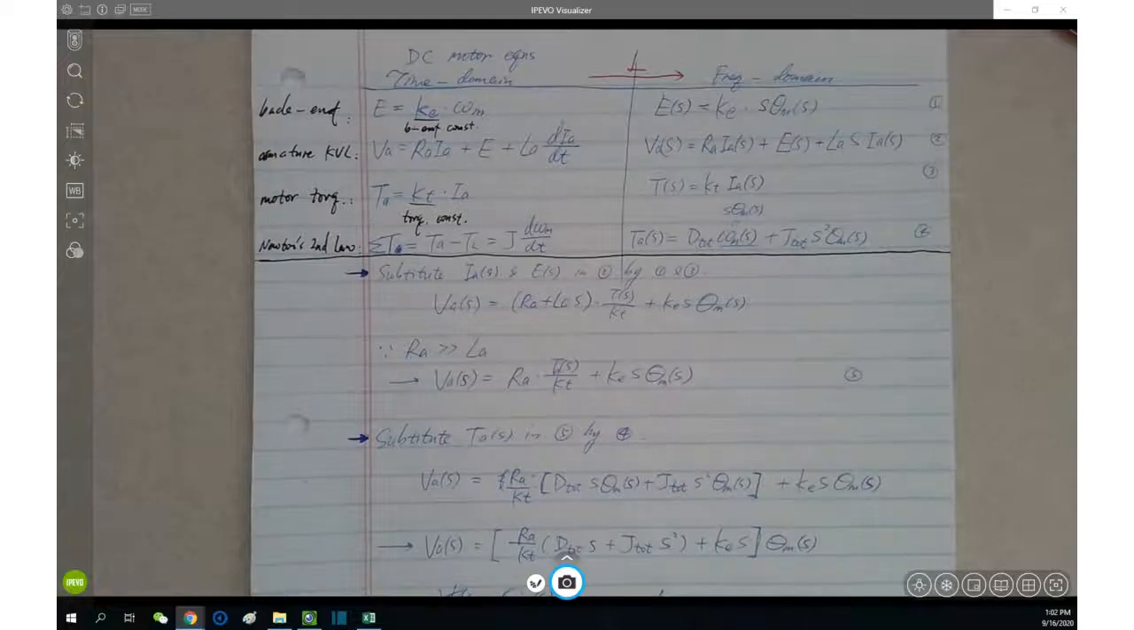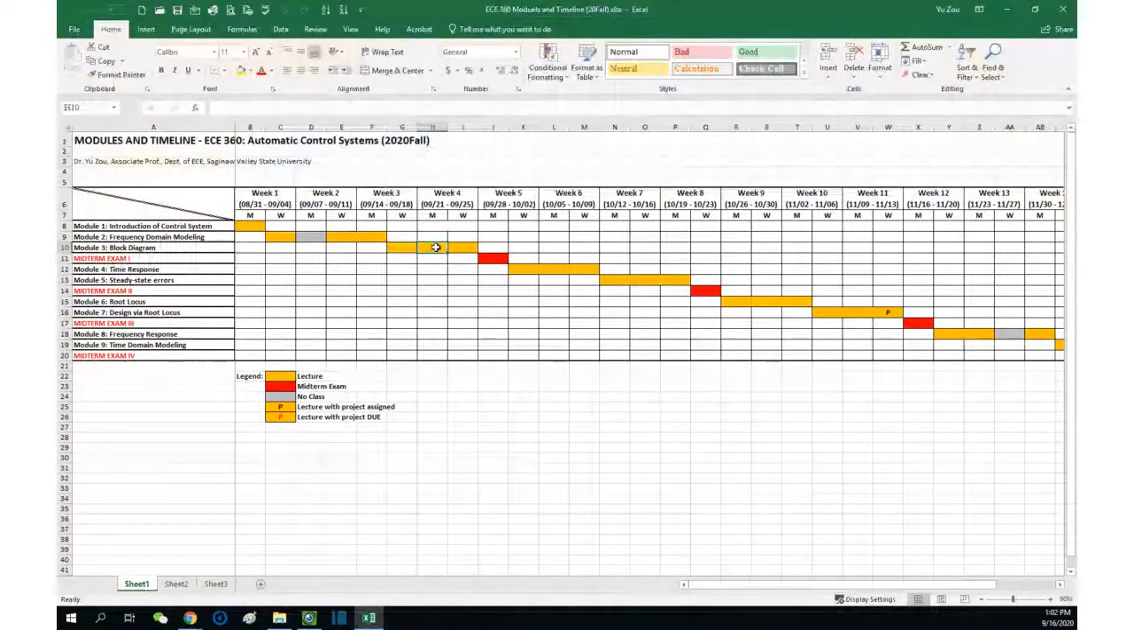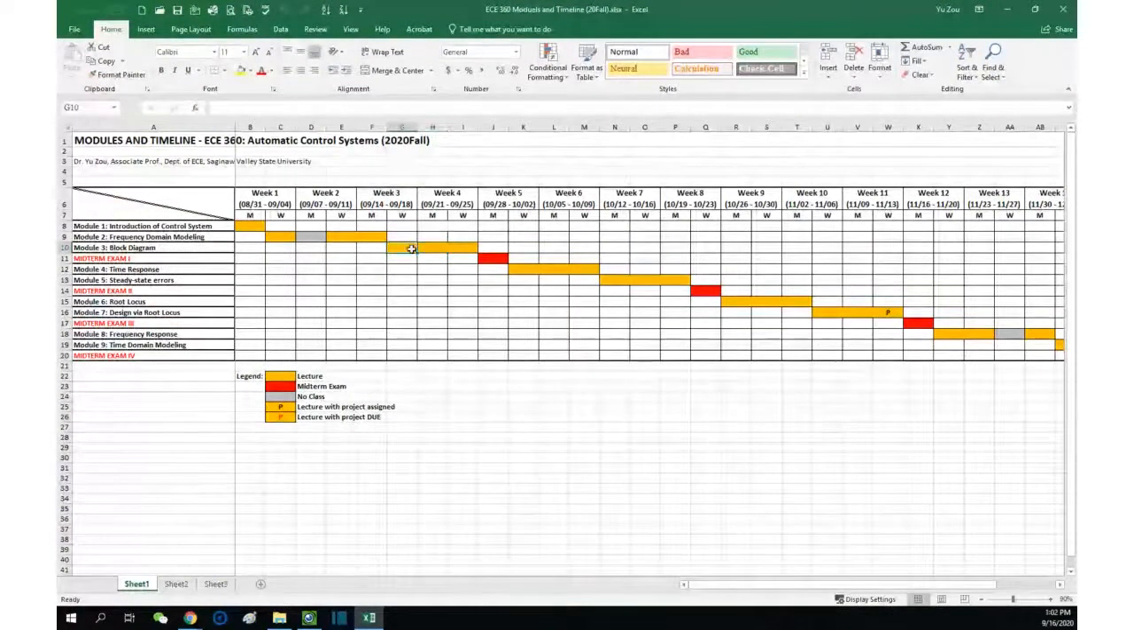All right, folks, let's start. This is Dr. Yuzo, EC 360, and this is our fifth lecture. According to the Gantt chart, we are here now, at this particular cell: Wednesday, week 3, the very first lecture for module 3, block diagram.